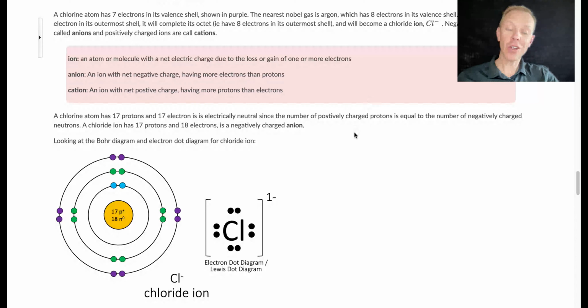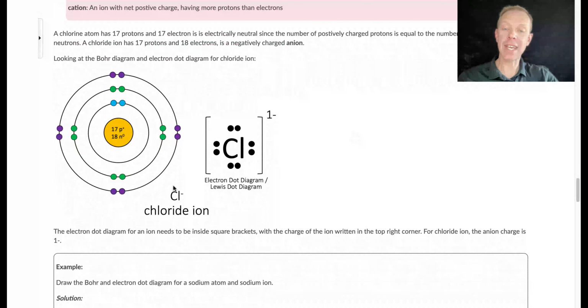So if we take a look at chlorine and we see that it has gained one electron, taking a look at this Bohr diagram in its outermost shell for a chloride ion, we see it has 1, 2, 3, 4, 5, 6, 7, 8. So it has one more electron in that outermost shell than the chlorine atom. So this is an example of an anion because it has a negative charge. We have more electrons than we do protons.